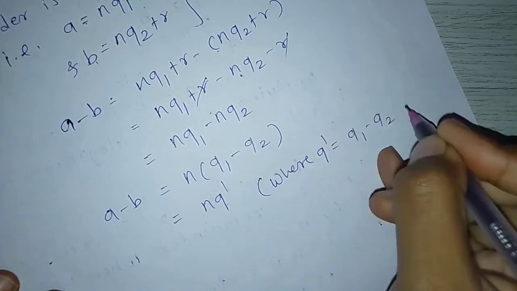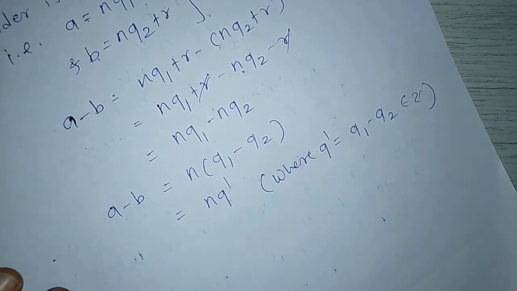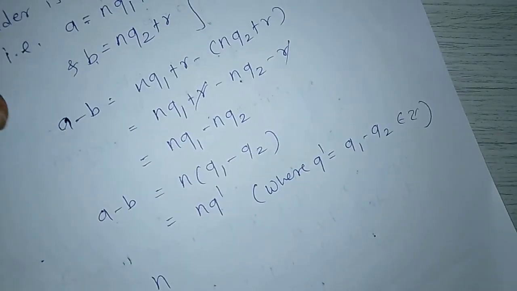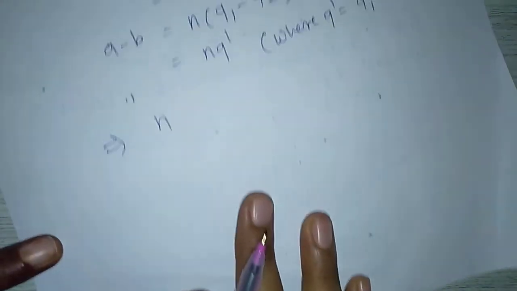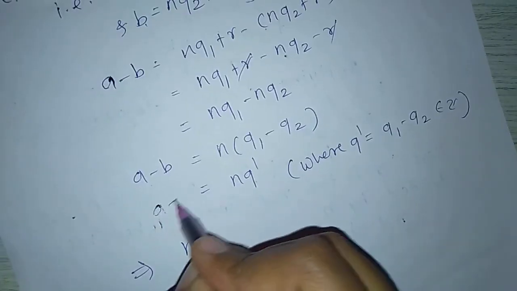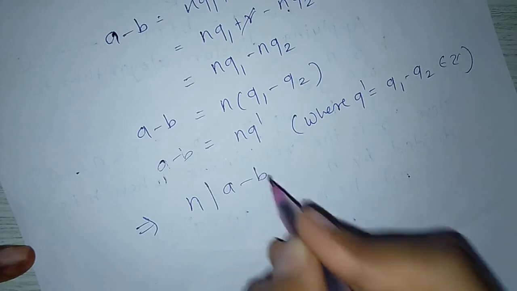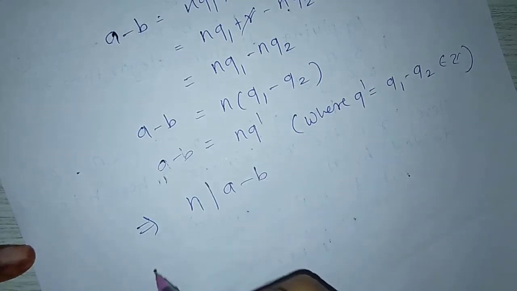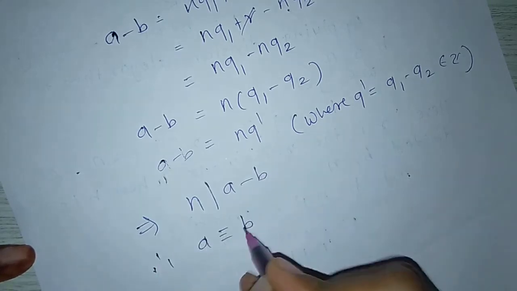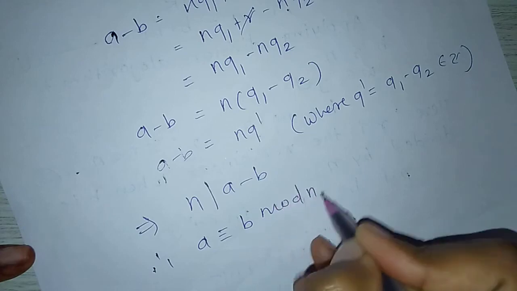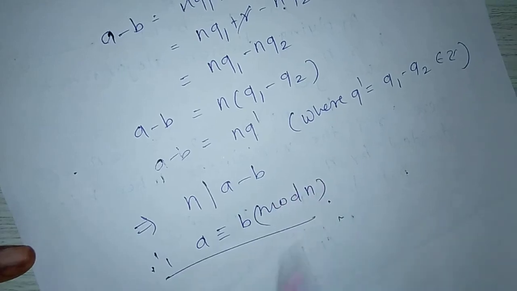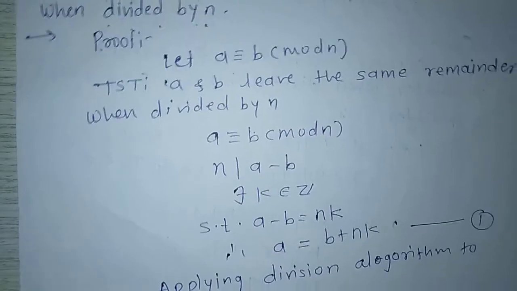q1 minus q2 belongs to Z, which implies n divides a minus b equal to nq', which implies n divides a minus b. Therefore a is congruent to b modulo n. Proof of this theorem.